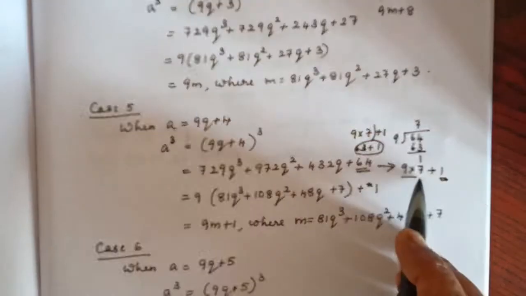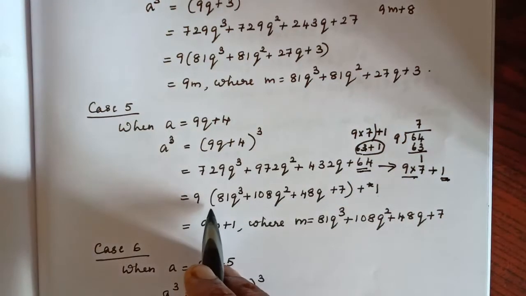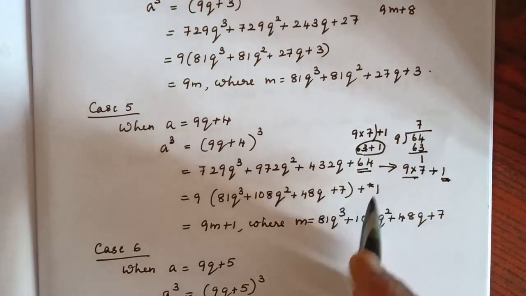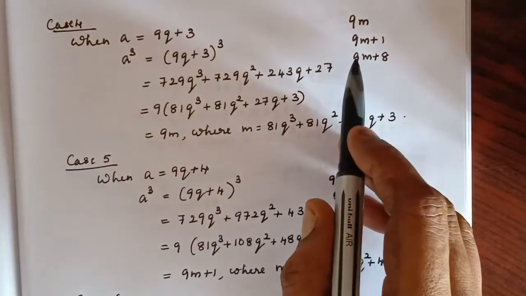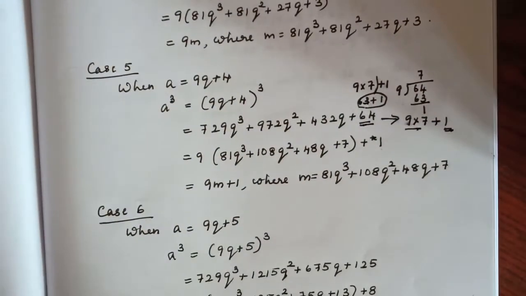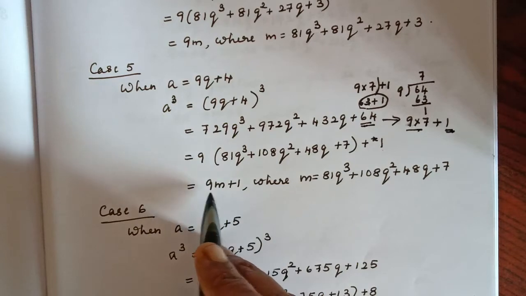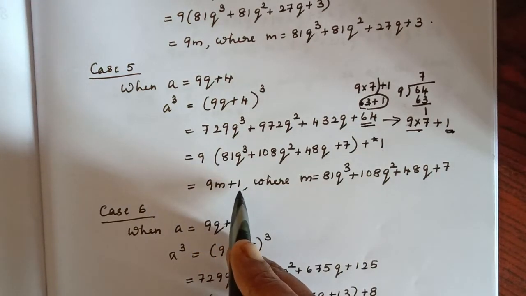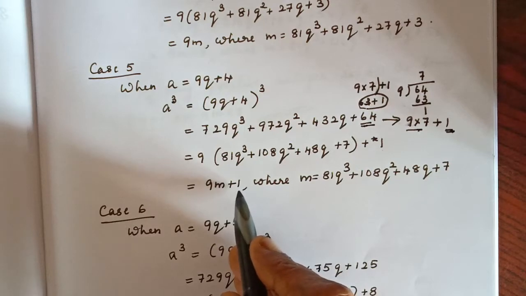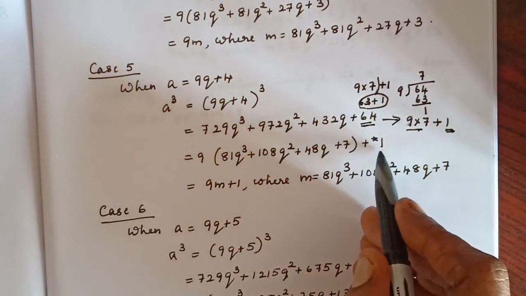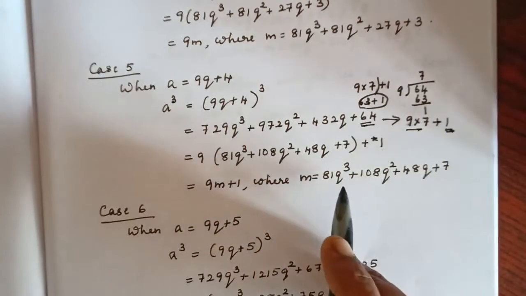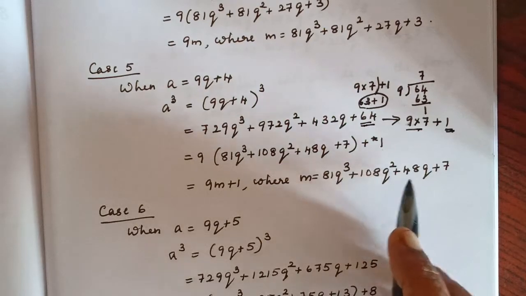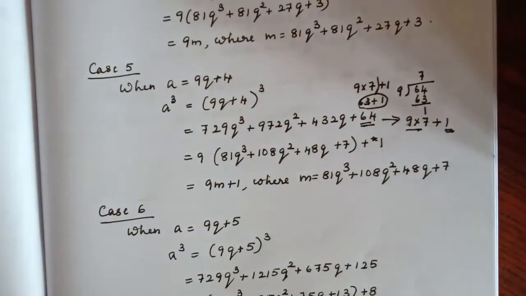So from all these 4 terms, we will take 9 outside and plus 1. Because we have to make it one of these forms, that is 9m or 9m plus 1 or 9m plus 8. So here we can now write it as 9m plus 1. Hope that you understood how you got this 1. That is here, this fifth term 1 is there. So m will be whatever is inside the bracket, 81q cube plus 108q squared plus 48q plus 7.